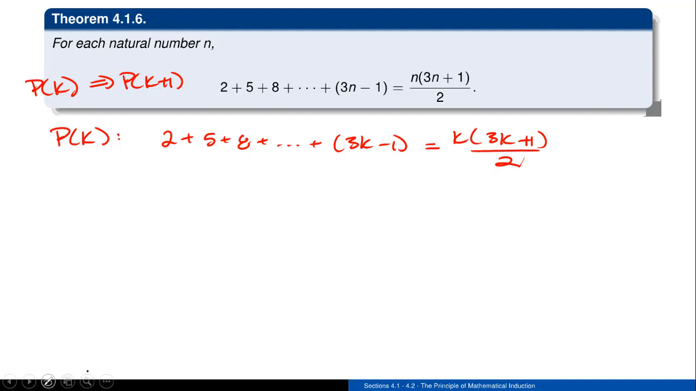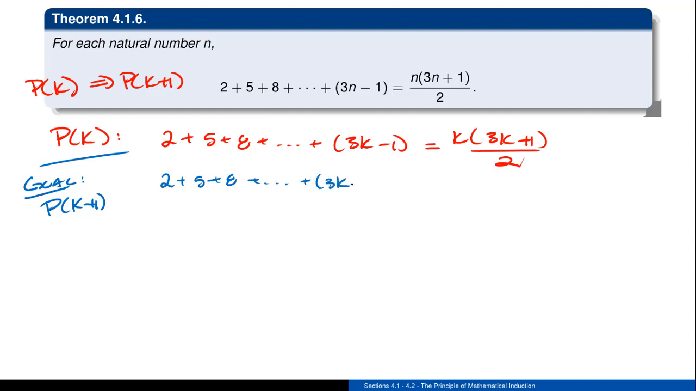What I want to show, or my goal, is to show that P(k+1) is true, the next level up. So in this case, if I look at this random formula, I'm going to replace the n with a k plus 1. So the left-hand side is still going to be a 2, a 5, and an 8, and then it's going to go up to a 3k minus 1.